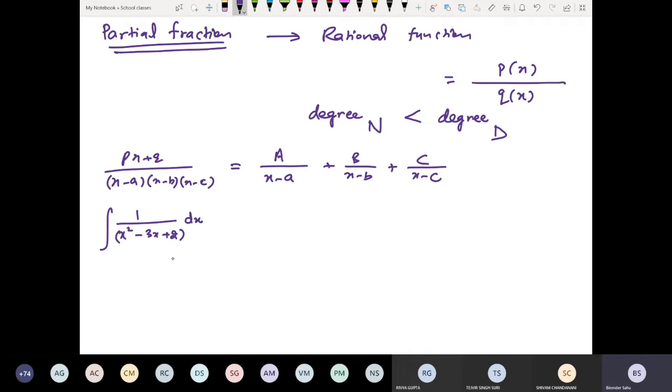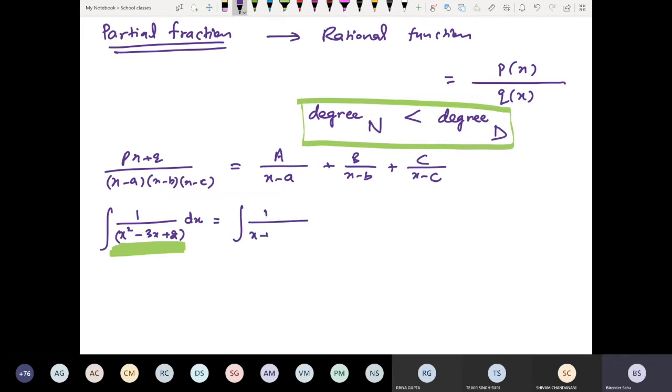Although we have another method for solving this question, whenever we have a rational function and the degree of numerator is less than that of denominator, then also you can use partial fraction, especially when it is factorizable. We can factorize it. It will be nothing but x minus 1, x minus 2. Now I'm taking this integrand as x minus 1, x minus 2.